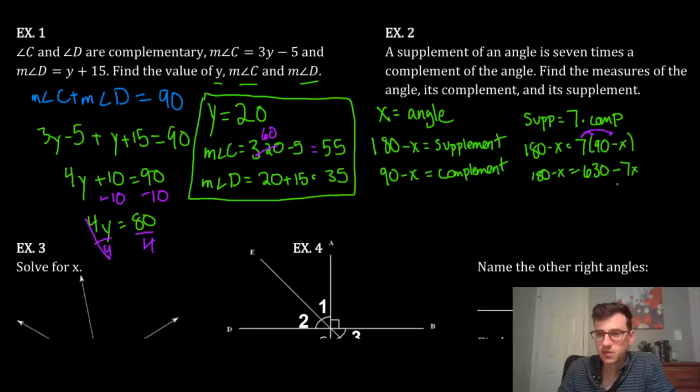Let's get the same terms on the same side. So I'm going to add 7x to both sides. I like to keep my numbers positive if I can. And let's subtract 180 from both sides. Okay, so negative x plus 7x is 6x. 6x is equal to 630 minus 180, which is 450.